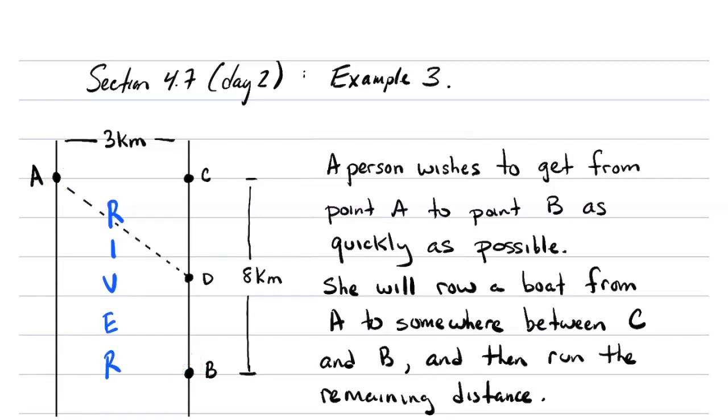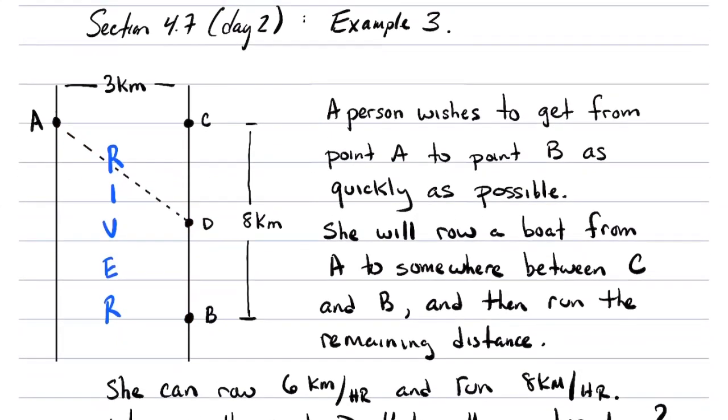And how she's going to do it is she's going to select some point D on the opposite shore, somewhere between C and B, and row a boat from A directly to that point D. And then continue running along the shore from wherever D is down to B. So that's how the journey is going to go.